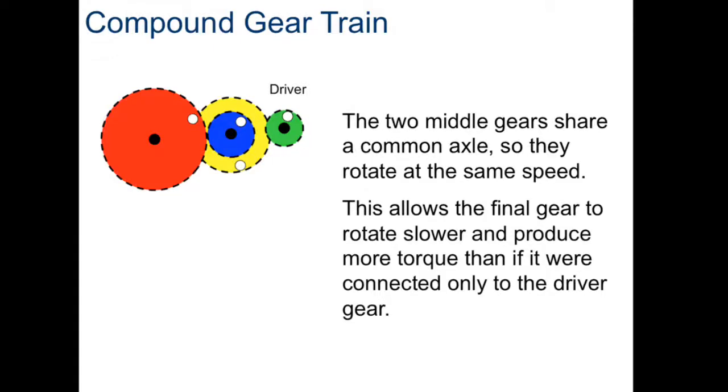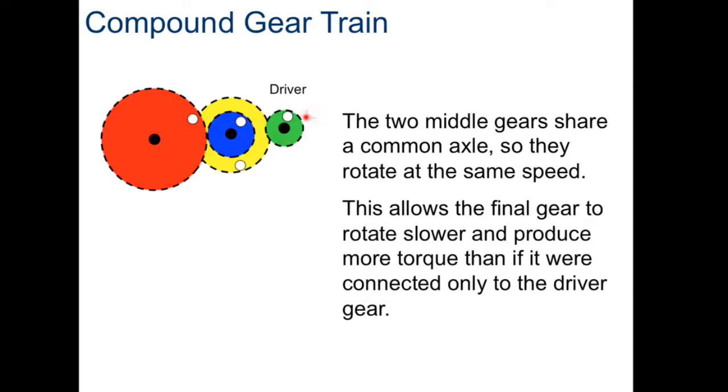So here we have a compound gear train, and the two middle gears share a common axle. When these spin, these two middle gears spin at the same angular speed. This allows the final gear to rotate slower.